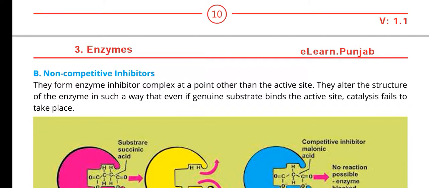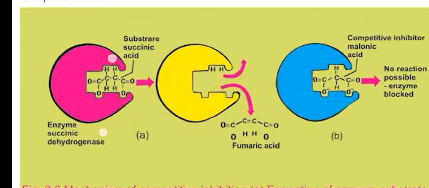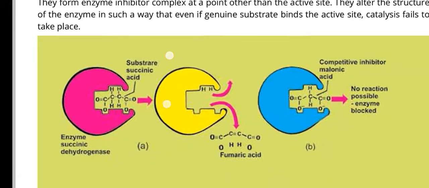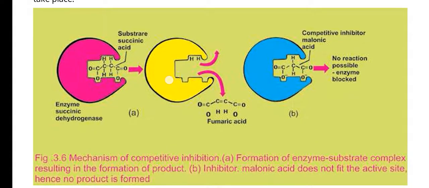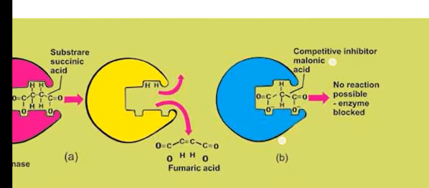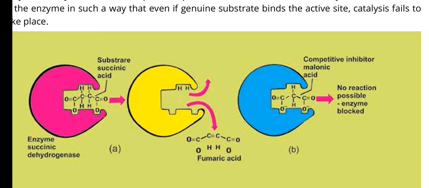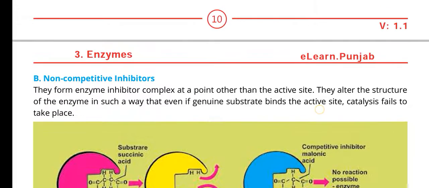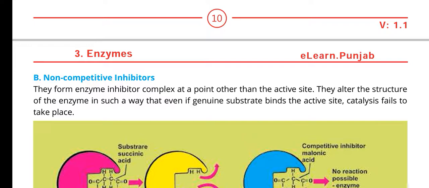Before we discuss the non-competitive, the example of competitive is the enzyme succinic dehydrogenase, the substrate is succinic acid, and the product it forms is fumaric acid. If instead of the substrate succinic acid a competitive inhibitor is attached, then no product will be formed. And after that there is the last example of the reversible inhibitor, that is the non-competitive inhibitors.